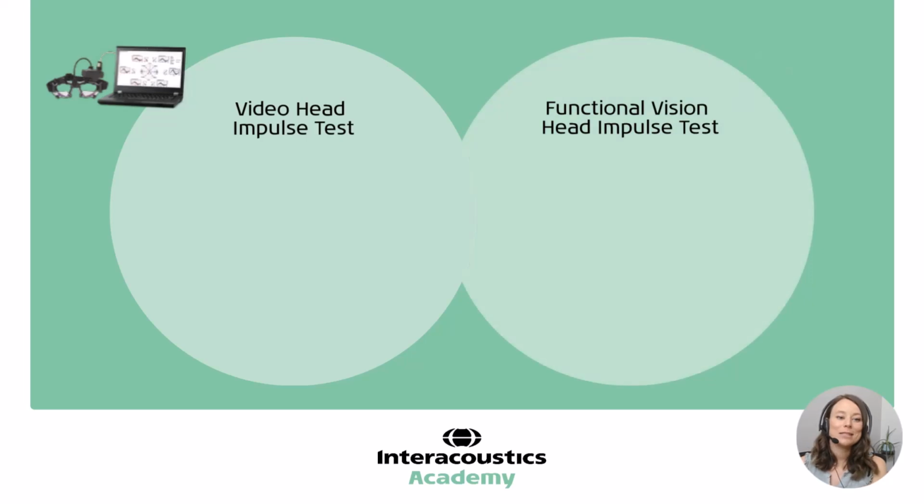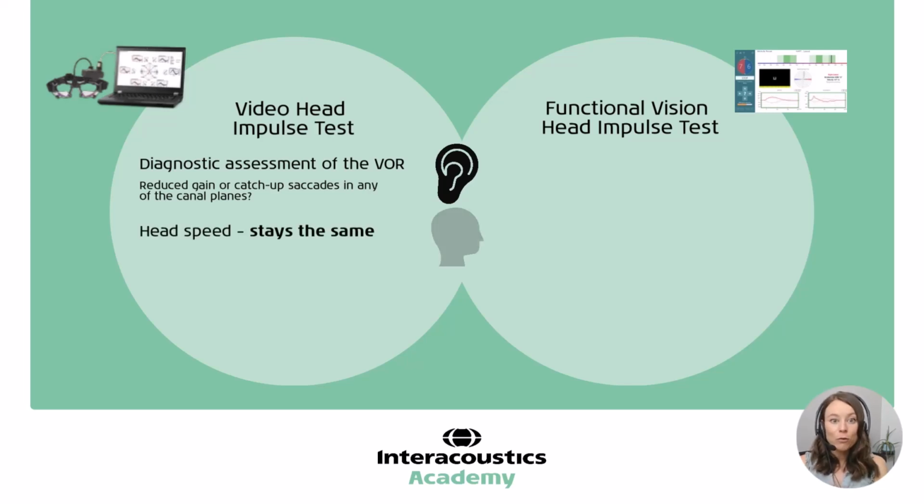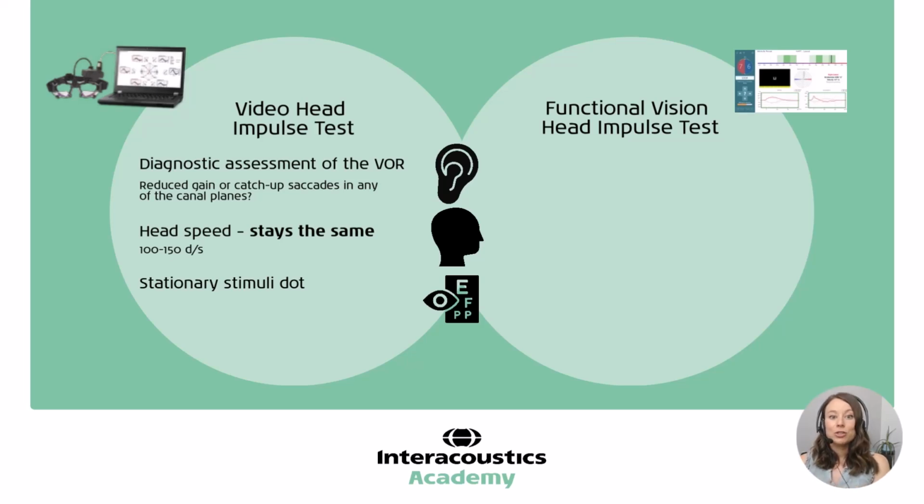Then we have two more tests that we've mentioned, the video head impulse test and the functional vision head impulse test. The video head impulse test you may be familiar with. This is a diagnostic assessment of the VOR. Ultimately, we are trying to quantify the VOR gain, or the amount of eye movement in response to head movement. We move the head, usually at about the same speed, 100 to 150 degrees per second. The patient is looking at a stimulus dot that is stationary, usually on the wall or on a screen, and just has to keep their eyes fixated on that dot. The clinician moves the patient's head, and we measure the gain of eye movement.